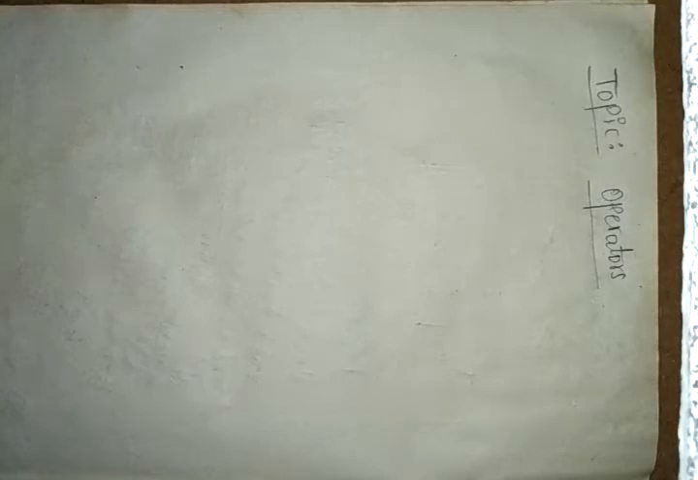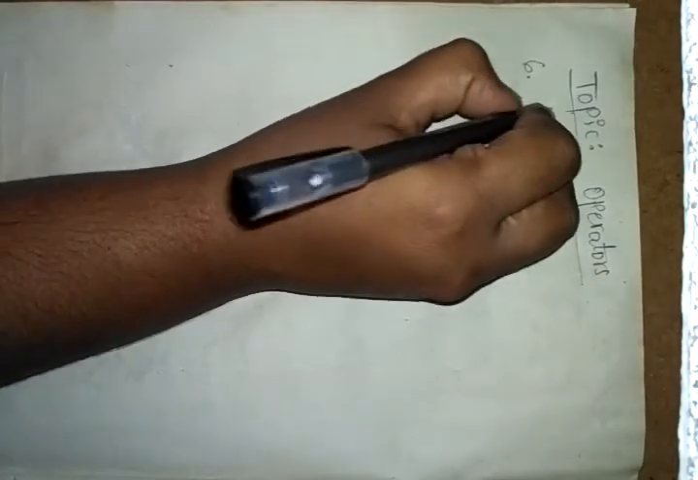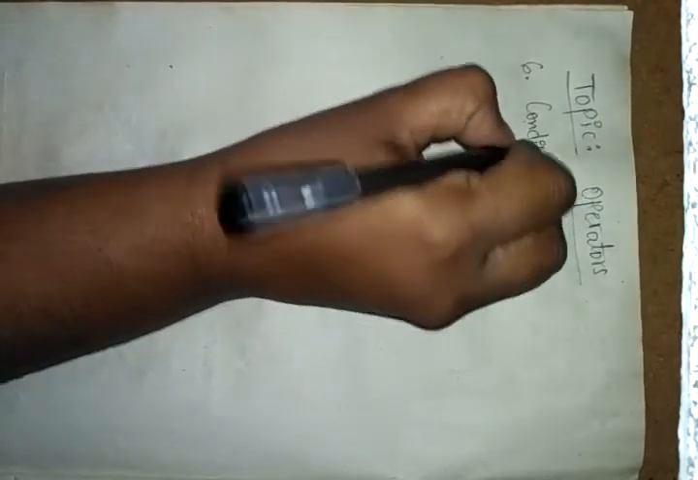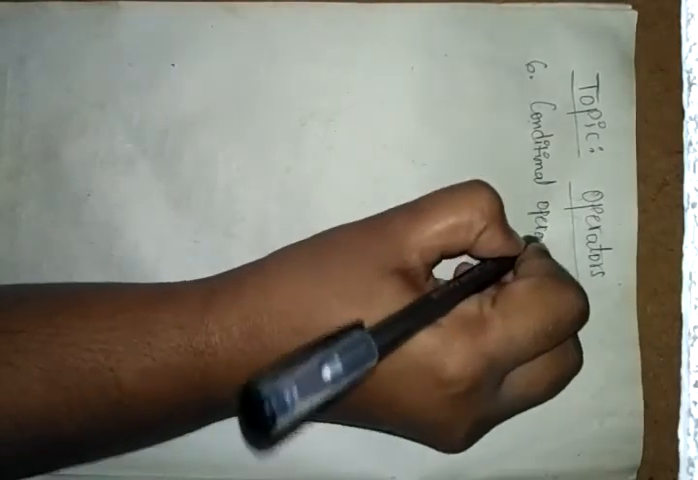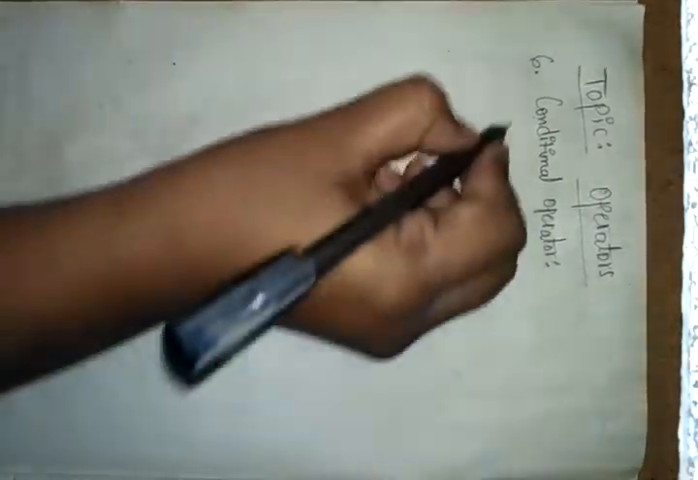Right now in this class we will discuss the next operators. What we have next here are conditional operators, bitwise operators, and special operators. Let's see. The sixth one we have is the conditional operator.